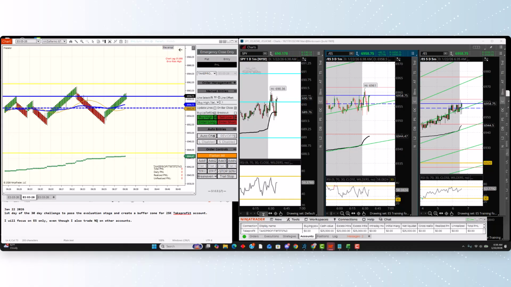Again, today I'm just going to focus on ES, and actually for this 30-day challenge, I'm just going to focus on ES, even though I do also trade NQ, but I won't be trading it on this account.